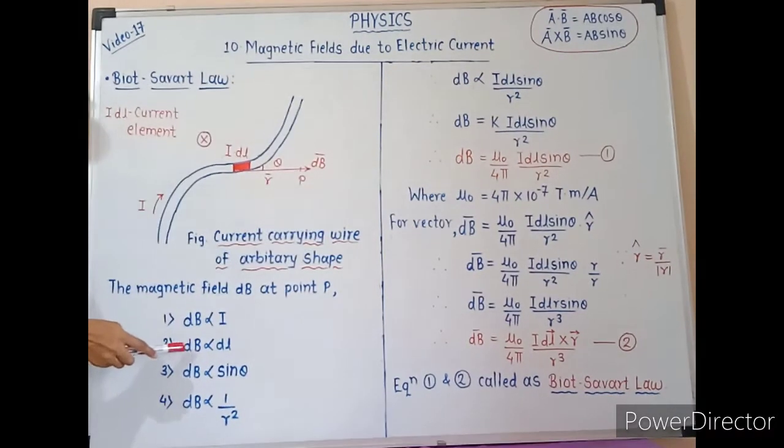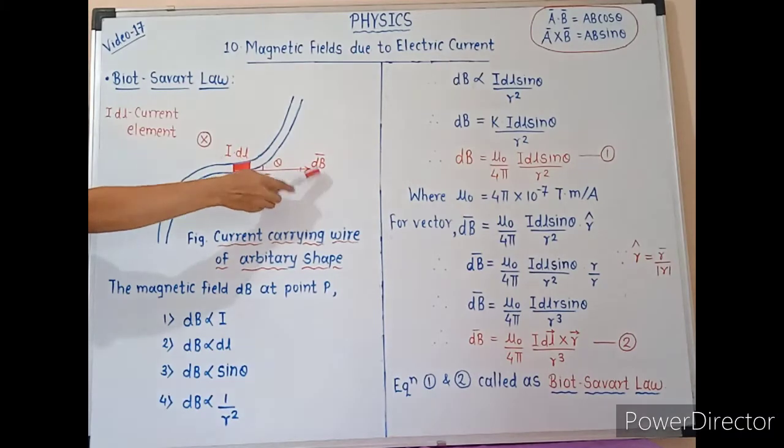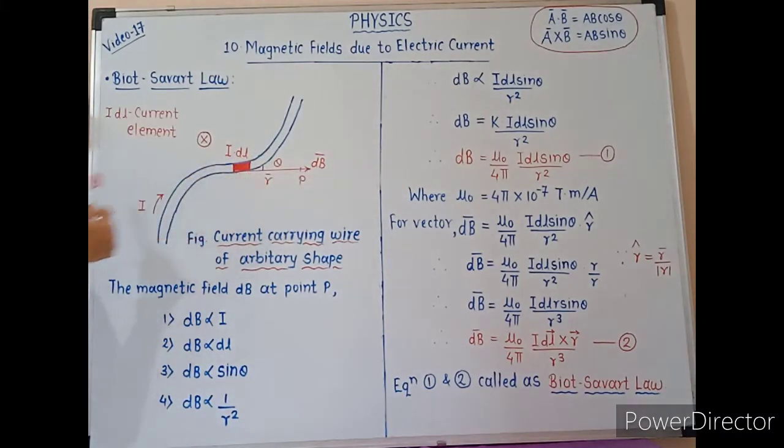Now the second point is magnetic field dB is directly proportional to dl. That is, this magnetic field depends on the length of the element. The larger the length of the element, the larger is the magnetic field. So we get dB is directly proportional to dl.